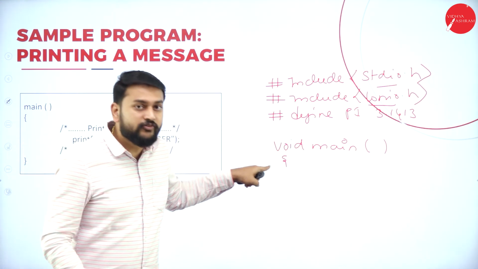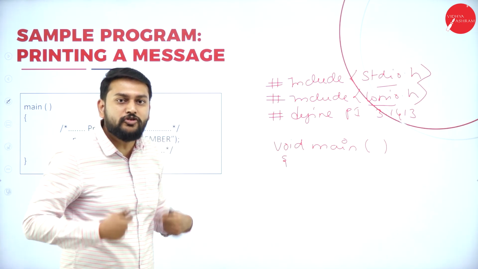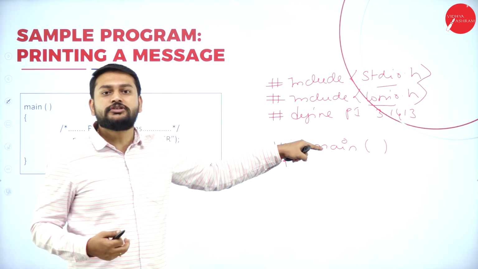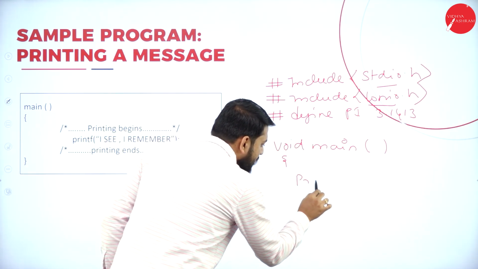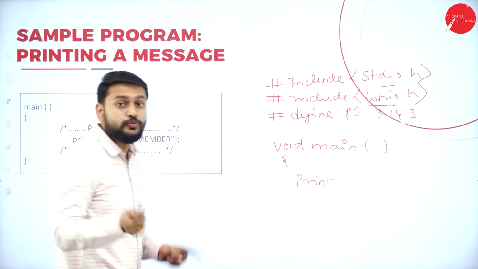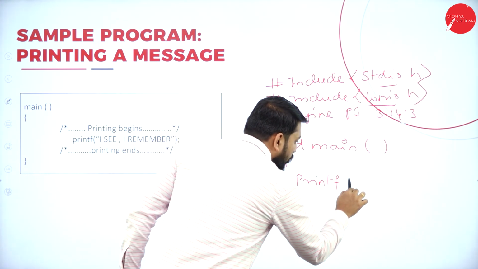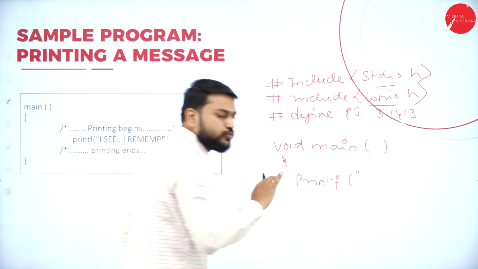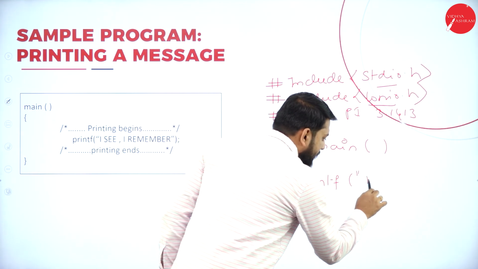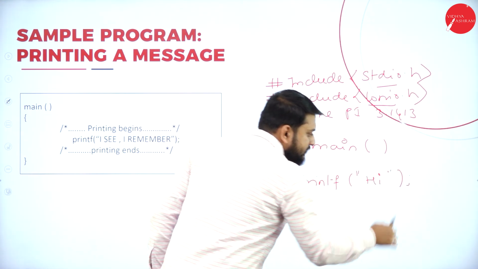What should be here? Open flower bracket. Why? We have to define what this main function does, right? So we have to tell what exactly this main function should do. So fine. It should print only the statement. What do we use to print? To get output on the screen, we use printf. So open bracket, okay? Small bracket within double quotes, whatever you give, it will come. So hi, okay? I will close it. So close the parenthesis, semicolon.